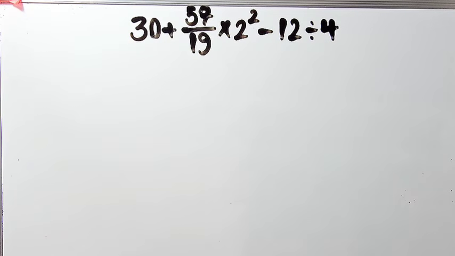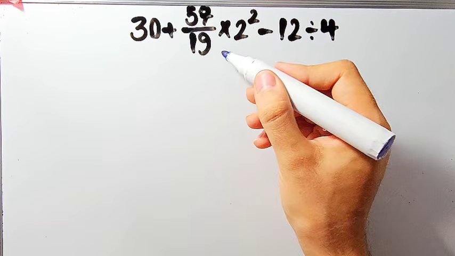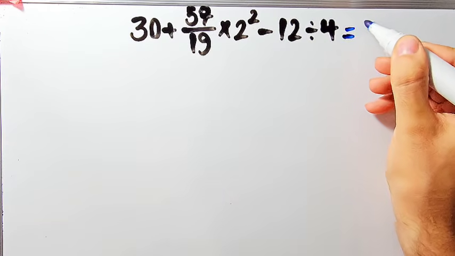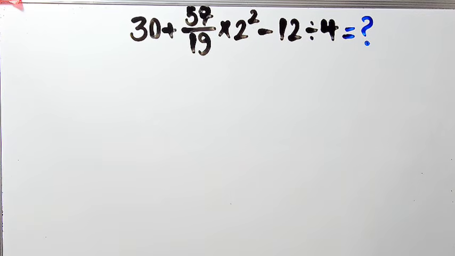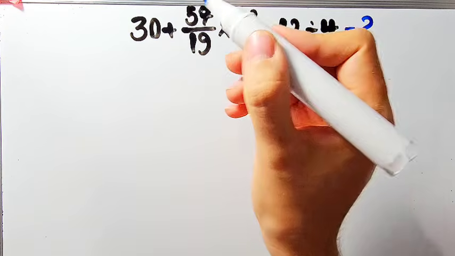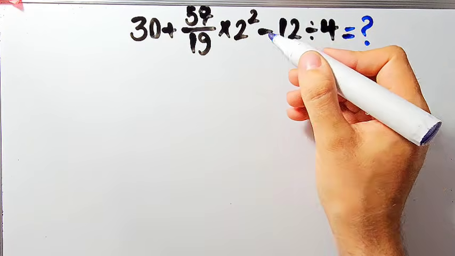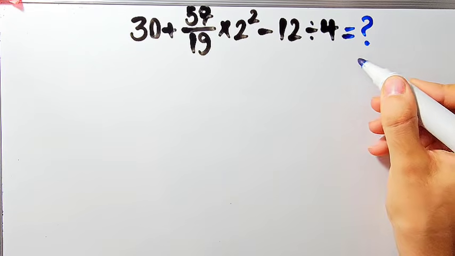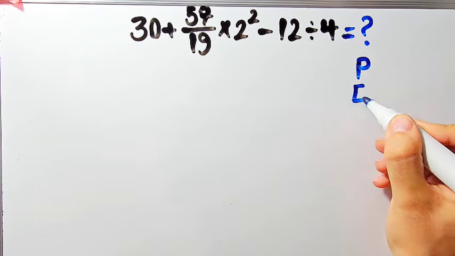In this video we are going to solve 3 questions about the PEMDAS rule. In the first question we have 30 plus 57 over 19 times 2 to the power of 2 minus 12 divided by 4. What is the answer of this question? In this question we have addition, division, multiplication, exponents, subtraction and another division. To solve this question we need to follow the PEMDAS rule.